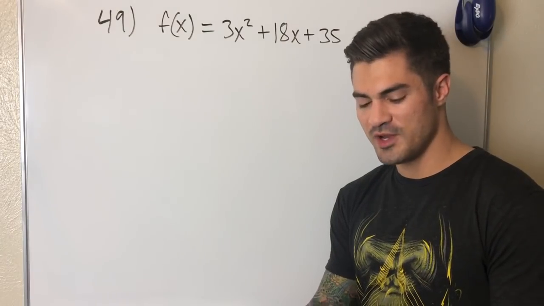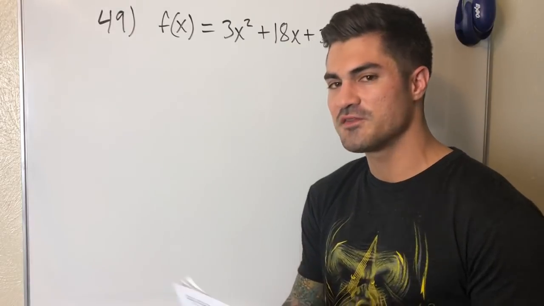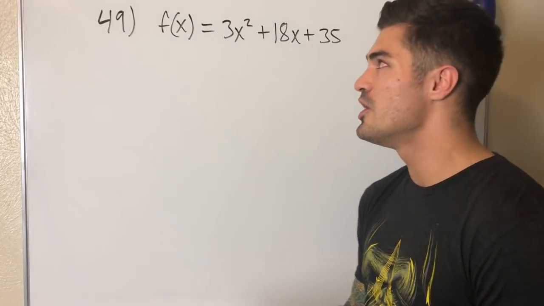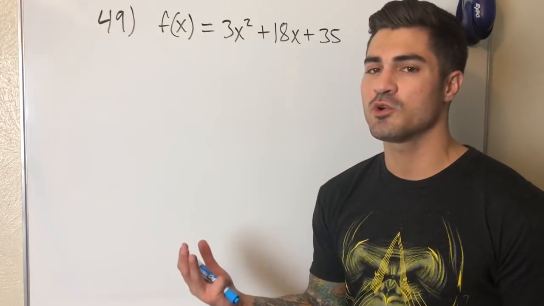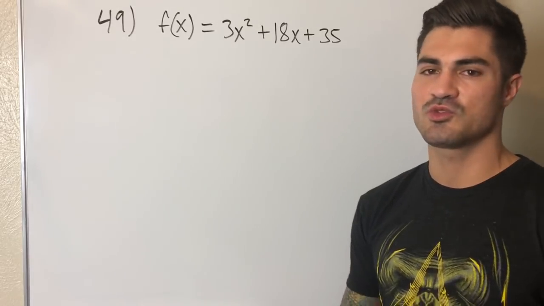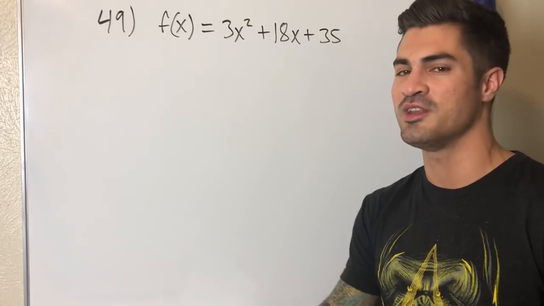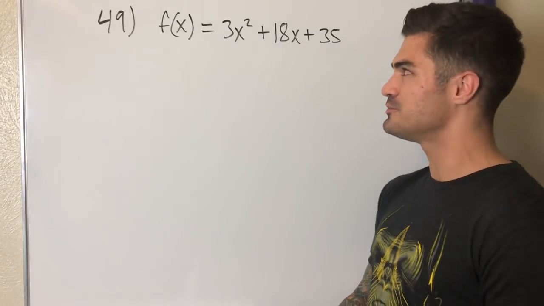All right, for this number 49, it says write the function in vertex form and determine the range. So for this function, to get it to vertex form, we need to do something called completing the square. And I do have a video on this where I go more in depth on my channel if you want to check that out.